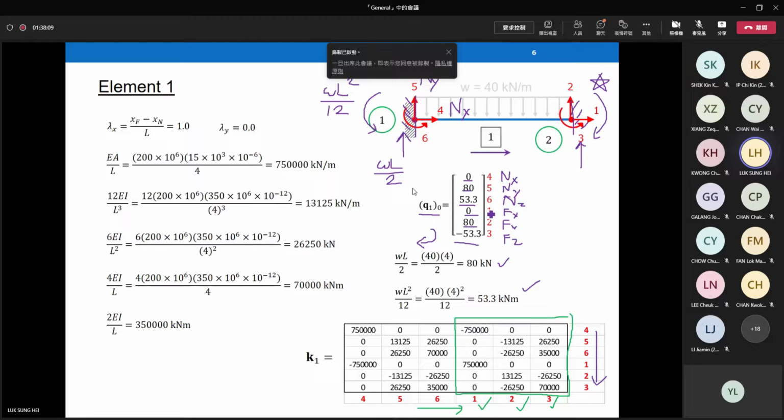It involves code numbers 1, 2, 3, 4, 5, 6. It's missing 3 code numbers, right? 7, 8, 9. If you like, you may add code numbers 7, 8, 9 into this vector and then fill them with 0.